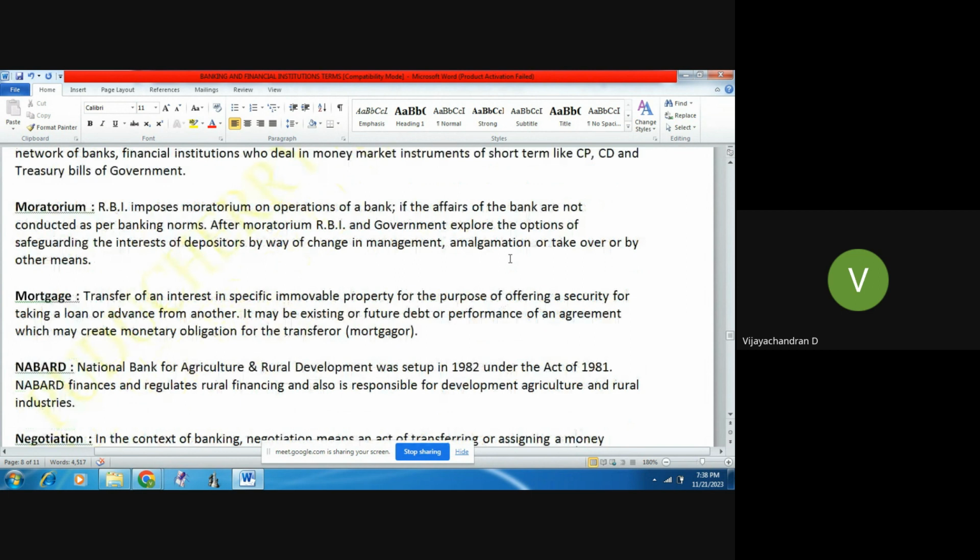Mortgage, I told you, is the transfer of immovable property for the purpose of security. So you are transferring the interest, the title also, by registering in the name of the bank.